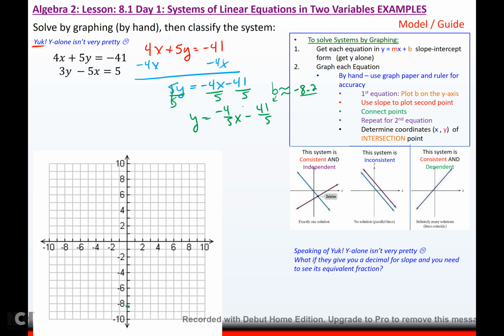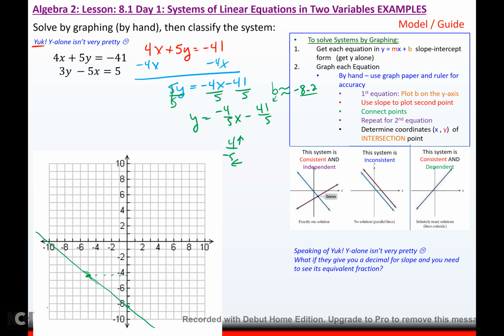Anyway, so I did that. I got to go down 4 and right 5, but I don't have enough room, so again, I'm going to put my negative on the bottom and go up 4 and left 5. So that's going to be approximately 1, 2, 3, 4, 1, 2, 3, 4, 5. It's going to be approximately right there. And if I connect, and again, I am not using a ruler, obviously, and that's why this gets very inaccurate. Okay, so there's my first line.